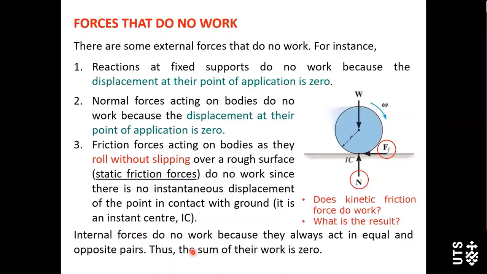Internal forces between bodies cannot do work. Why? Because internal forces always are a pair. A pair of internal forces have same magnitude but opposite direction, so the sum of their work is zero.